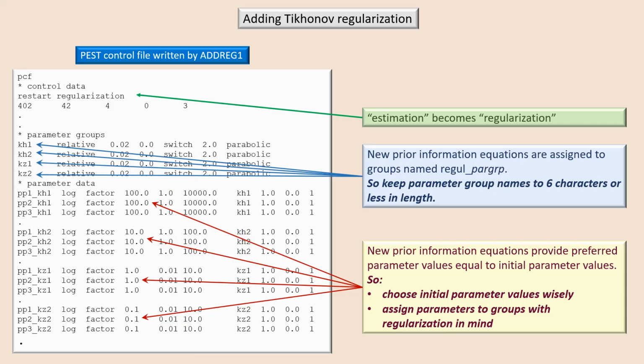The prior information equations pertaining to these different parameters in different layers will be assigned to different regularization observation groups. This allows PEST to exert differential weighting on those prior information equations. This can add stability to the Tikhonov regularized inversion process.